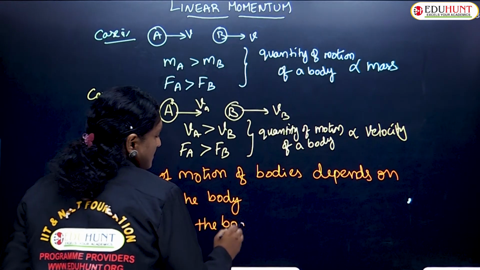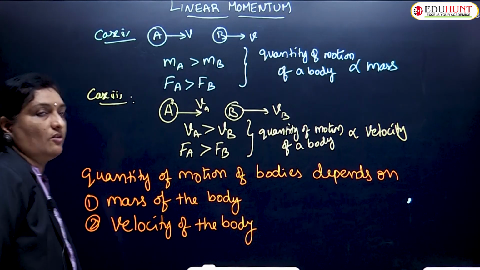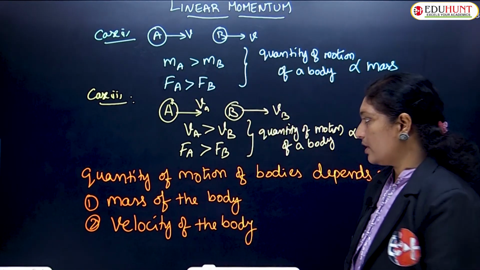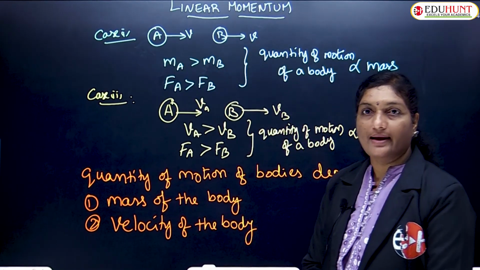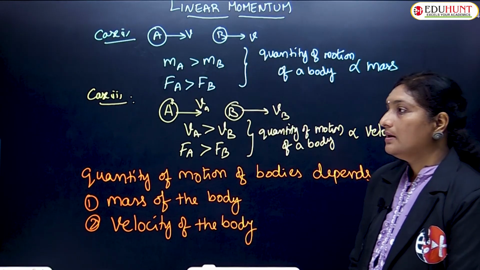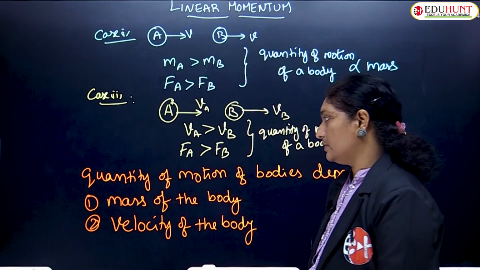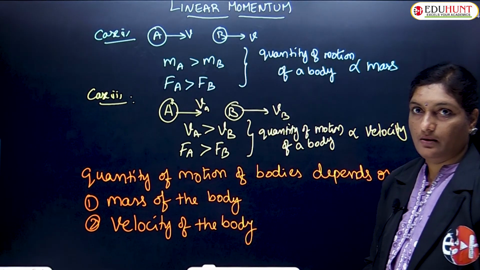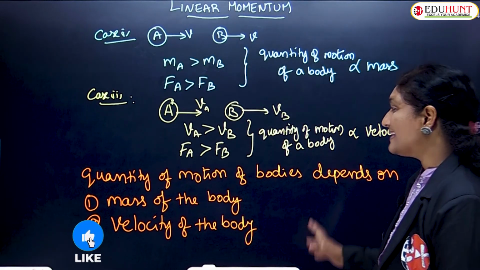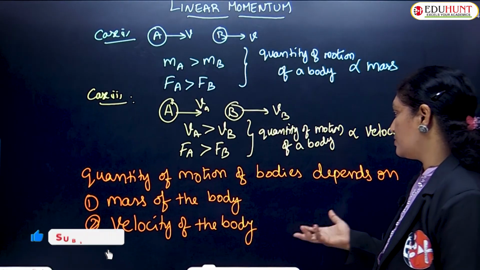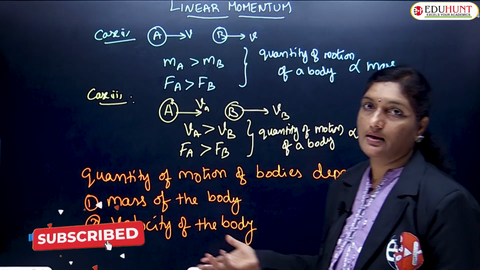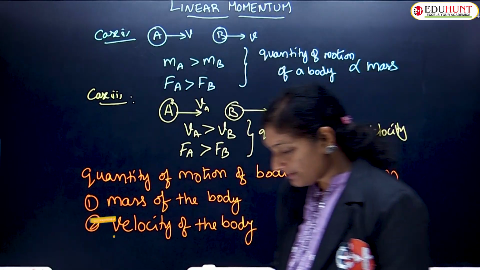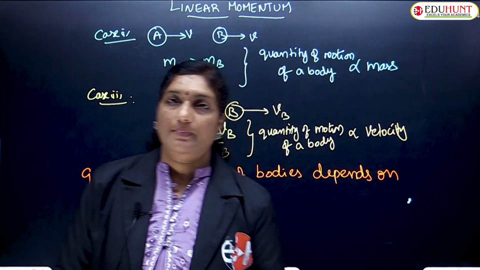Velocity of the body. So these two factors the quantity of motion depends on. In order to stop the motion we need to apply force. Okay, children, from this we can conclude that the quantity of motion possessed by the body is nothing but your momentum.